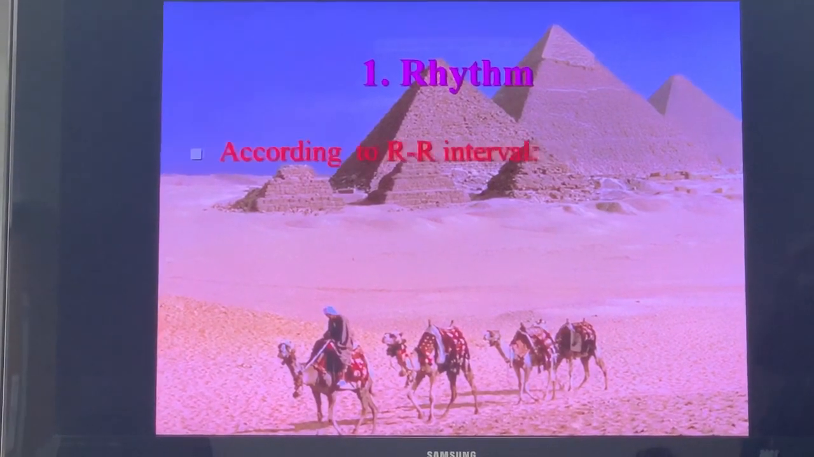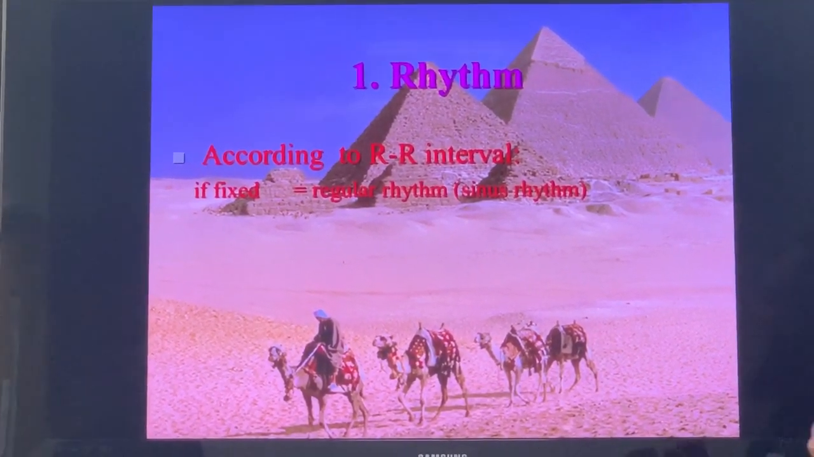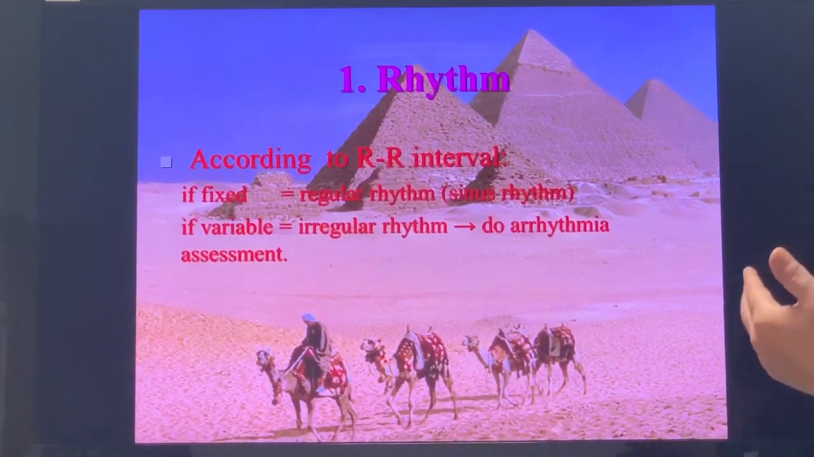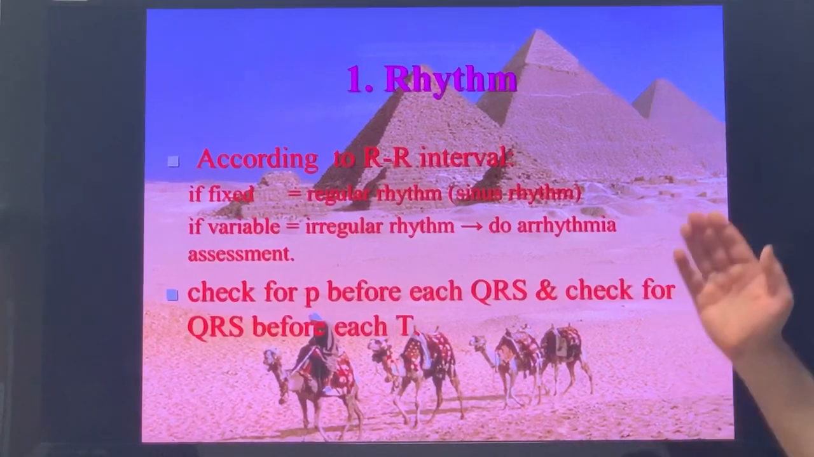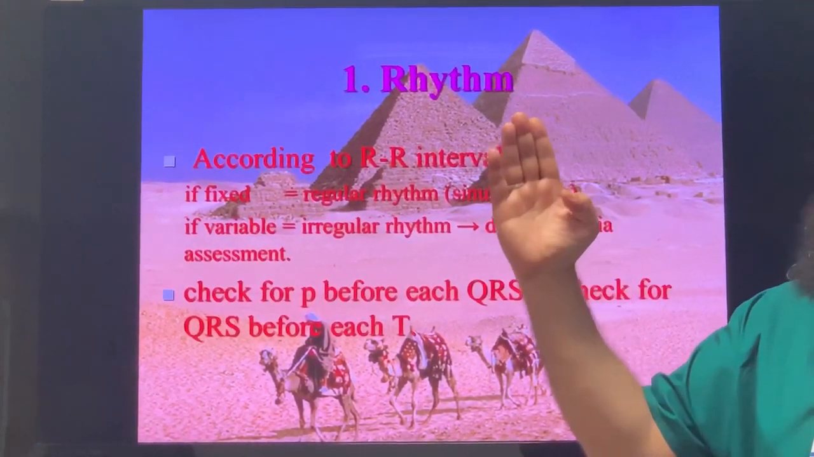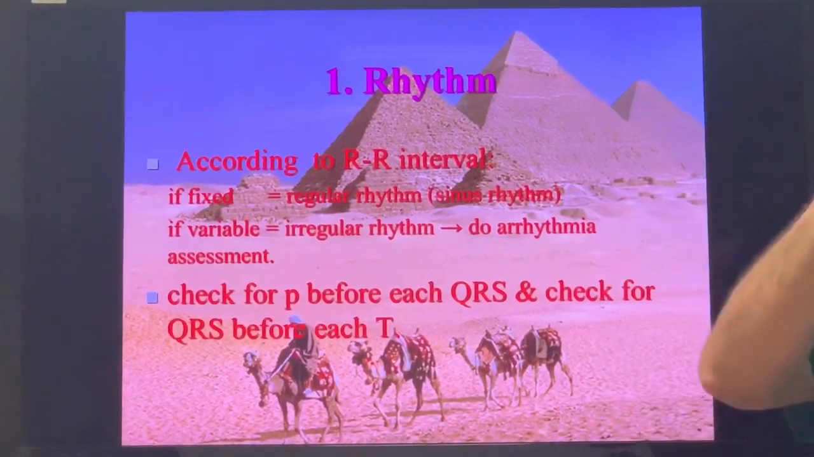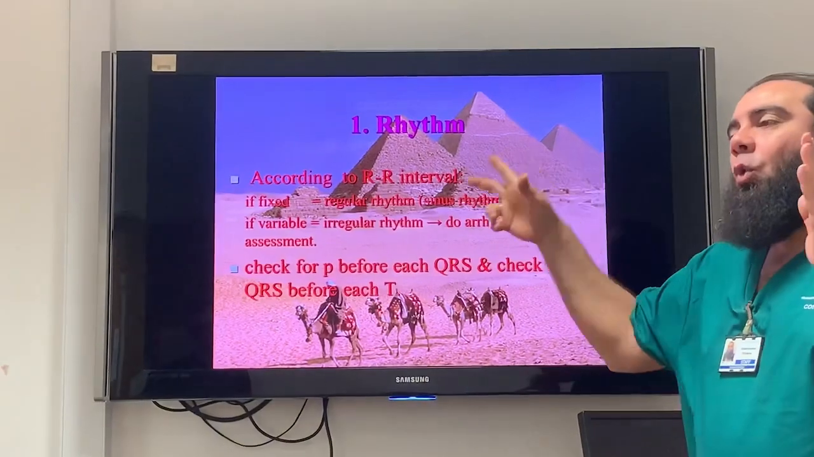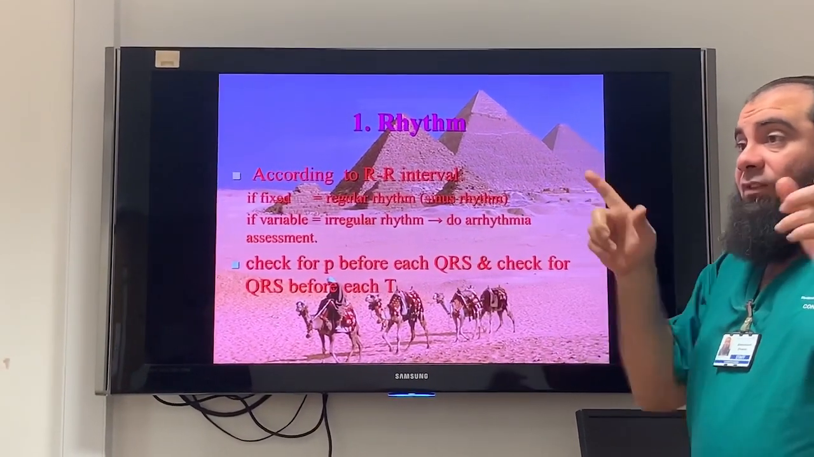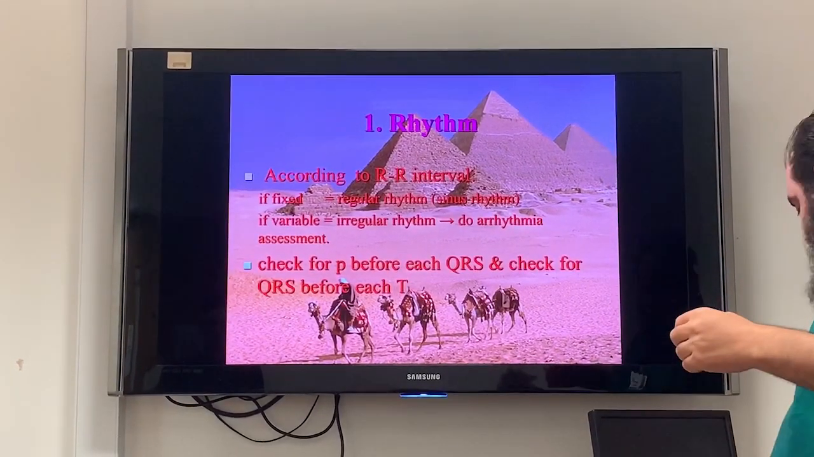Rhythm. So, we expect either regular or irregular, there's nothing in between, isn't it? If it is fixed, it means the QRS complexes are at a fixed rate. It means the R-R intervals are always the same. We call it regular. But if there is any variation, we call it irregular. Okay.